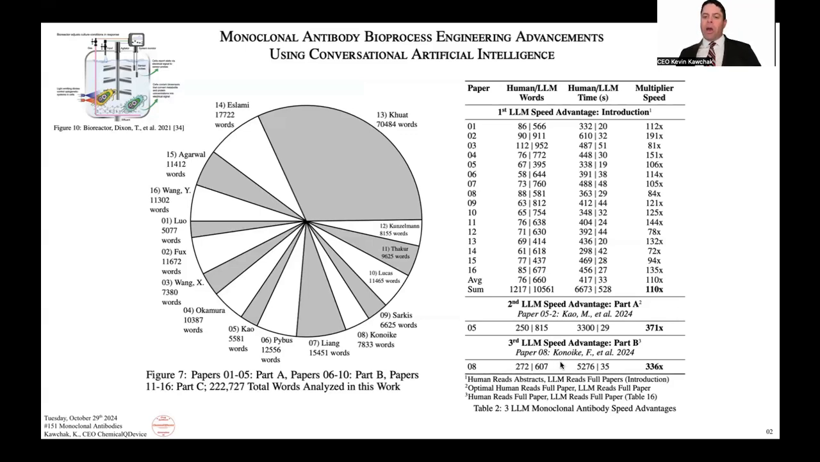The last speed-up was shown where I read the full Konoike et al. paper, and then answered the prompt as close as I could to how the generative AI model answered the same prompt. I was at 272 words; I actually have the example at the end of these slides to show you. The model was at 607 words. I was at 5276 seconds to read the article and write, and it was at 35 seconds. So it's 330 times faster when adjusting for the same number of words.